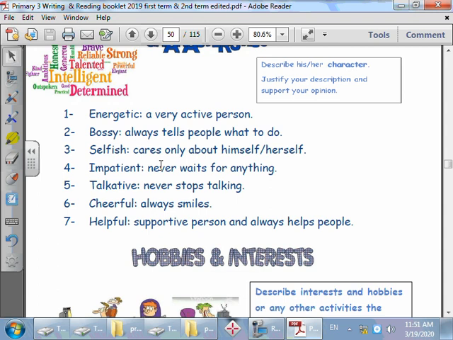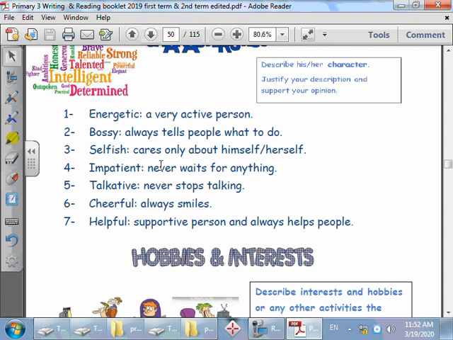Okay? Selfish. What's the meaning of selfish? Cares only about himself or herself. They don't care about other people. It comes from the word self. I care about myself only. So it's selfish. Okay? Impatient. What's the meaning of impatient? Never waits for anything. For example, I want it now. No, I will not wait 5 minutes. Now, now, now. So impatient. Talkative, never stops talking. Yes, like you. You never stop talking. Yes?